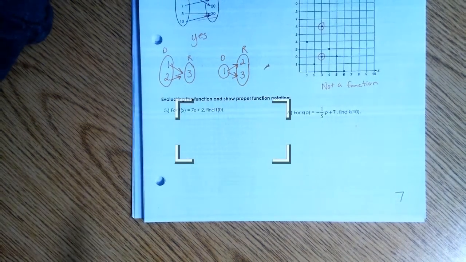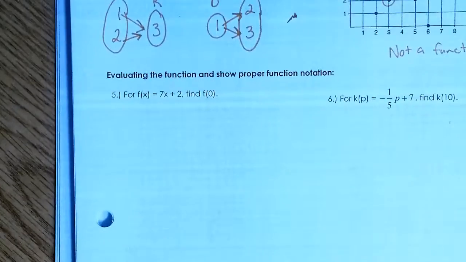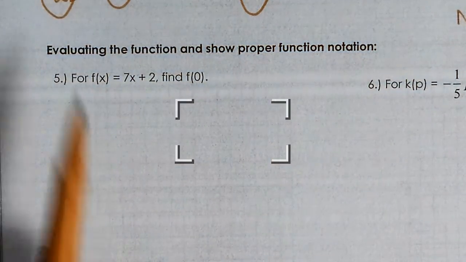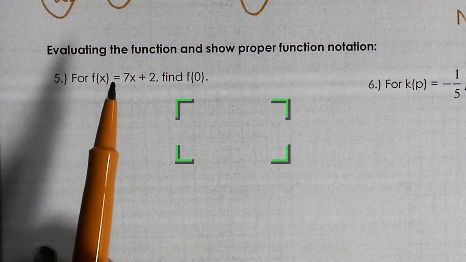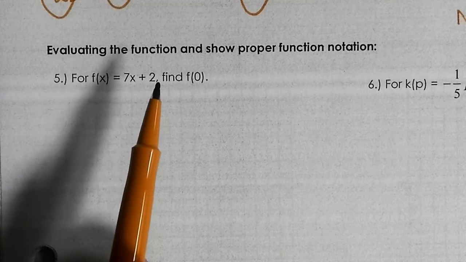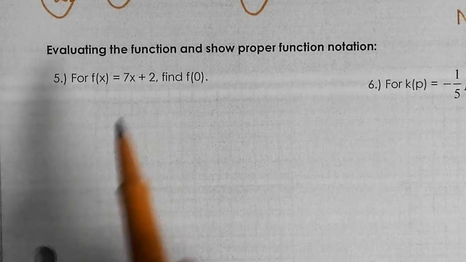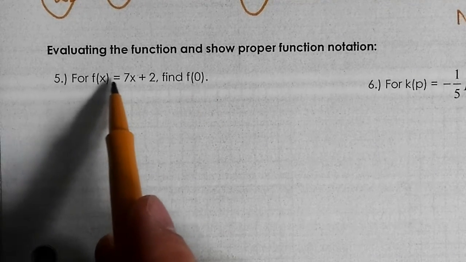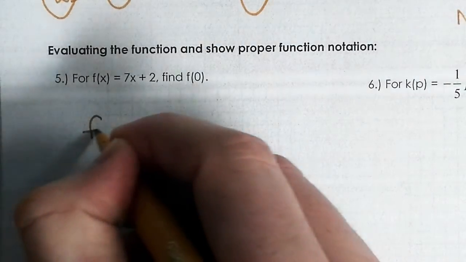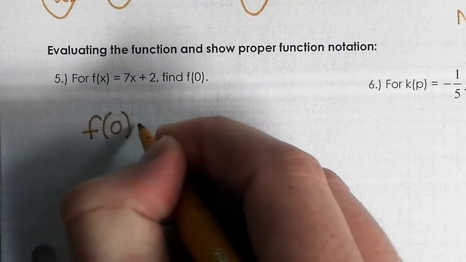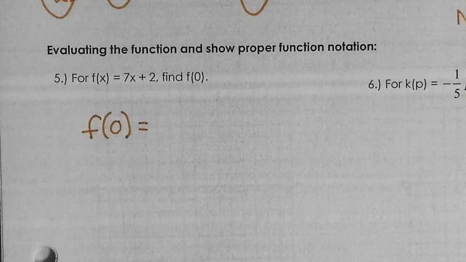Alright, so let's evaluate some functions here. So we have f of x equals 7x plus 2. Find f of 0. So right now we have f of x equals 7x plus 2. We want to find f of 0. That's what we want to find.